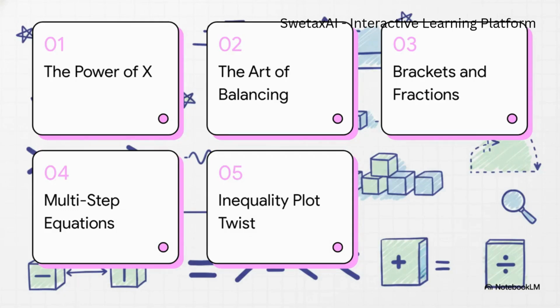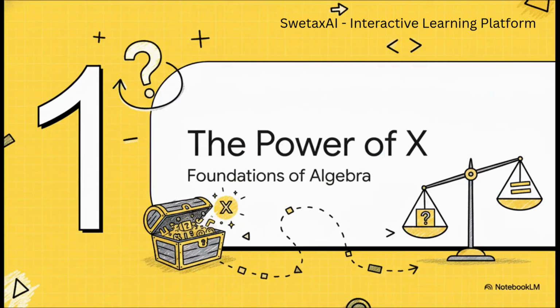We've got 5 levels to conquer today. First, the power of x. Second, the art of balancing. Third, conquering brackets and fractions. Fourth, mastering multi-step equations. And finally, number 5, the inequality plot twist. So let's jump right into section 1, the power of x.